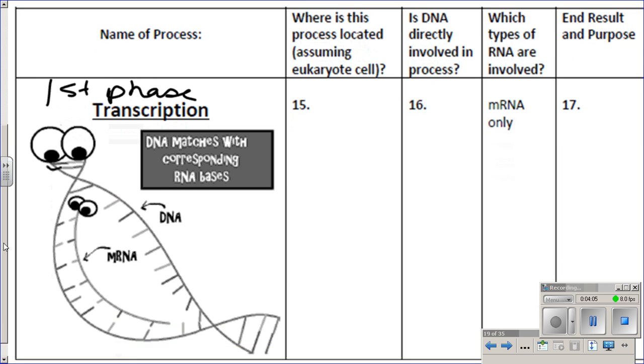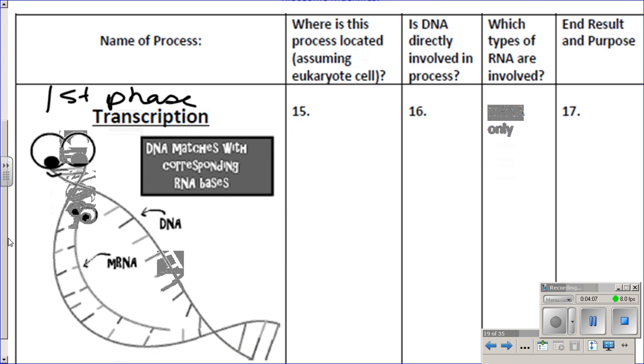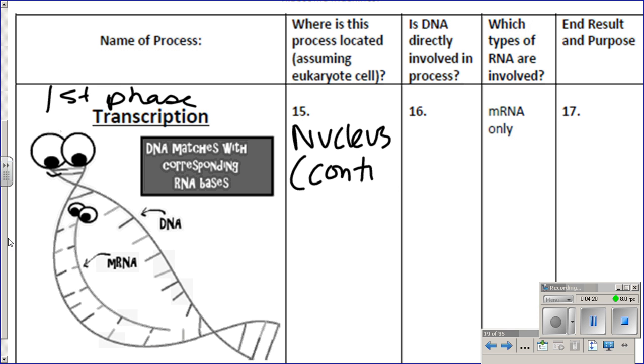Who is responsible for this? Well, first of all, let's answer this question. Where is this process located, assuming a eukaryotic cell? The nucleus. Right, and I just said that. We're going to be sneaky going into the nucleus, because the nucleus contains the DNA, right. And that's what we need to see in order to look at the genes and the genetic code.